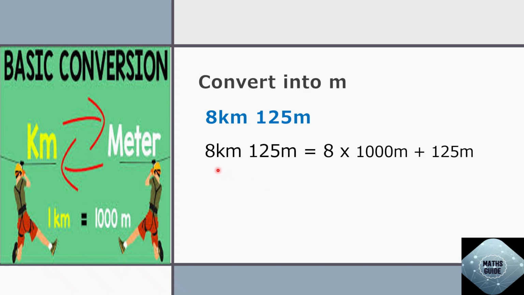So it means 8 kilometer 125 meters is equal to 8 into 1000 meter plus 125 meters. So now we have converted this 8 kilometers into meters by multiplying it by thousand, and this is already in meters, so we will add them. So it means we will add 8000 meters and 125 meters, and the final answer is 8125 meters. It means 8 kilometer 125 meters is equal to 8125 in meters.